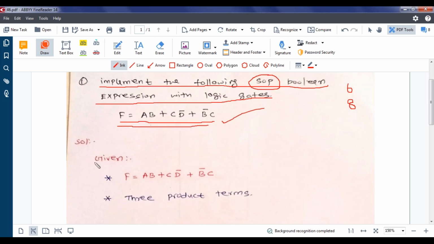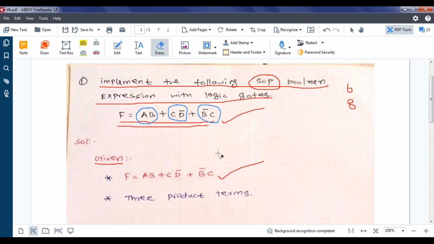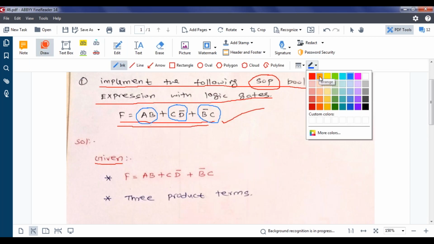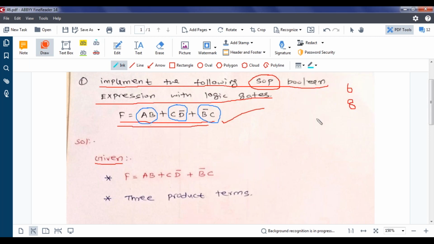In the solution part, first take down the given Boolean expression. Here you are having 3 terms. This is the first product term, this is your second product term, and next you are having the third product term. We want to draw the logic diagram for the given expression. I'm going to draw the first term; later you can draw the remaining ones.